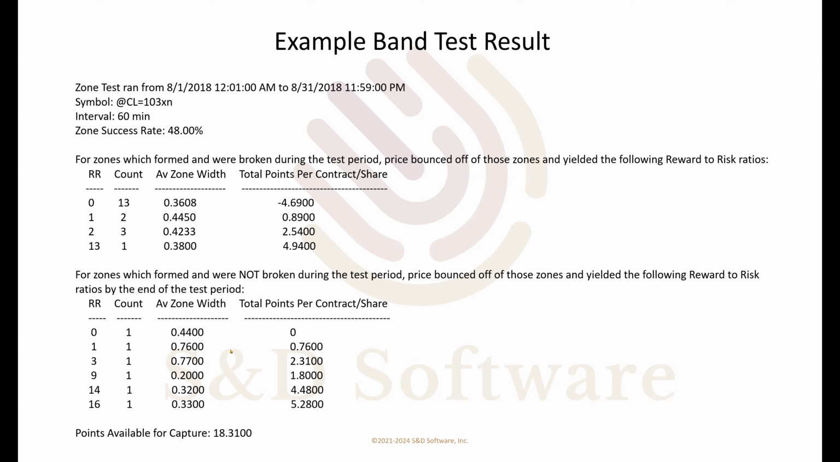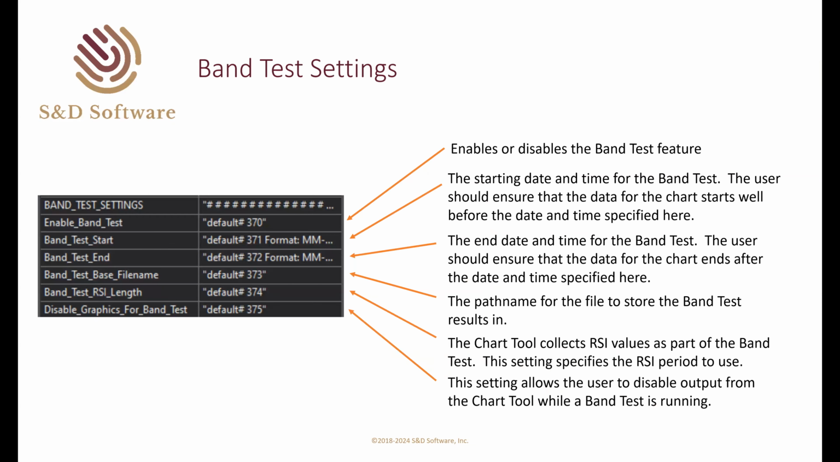So let's go in and look at the actual settings involved now. There's not a lot. These are the actual band test settings. The first setting, a true or false setting, is just going to enable or disable the band test feature. By default, it's disabled. The band test does take up a lot more memory and CPU, so be aware of that, because there's a lot of extra work being done there and a lot of extra information that has to be stored.